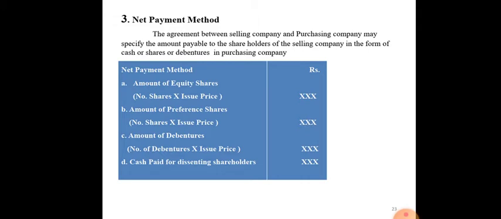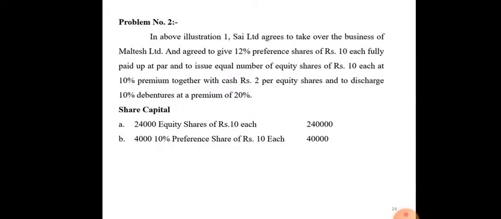Okay, so whatever we solved in the earlier example, with the help of those illustrations we will see the examples for this net payment method also. In the above illustration, Sai Limited agrees to take over the business of Maltesh Limited. It means Sai Limited is the transferee company, and Maltesh Limited is the transferor company. So Sai is taking over Maltesh Limited.